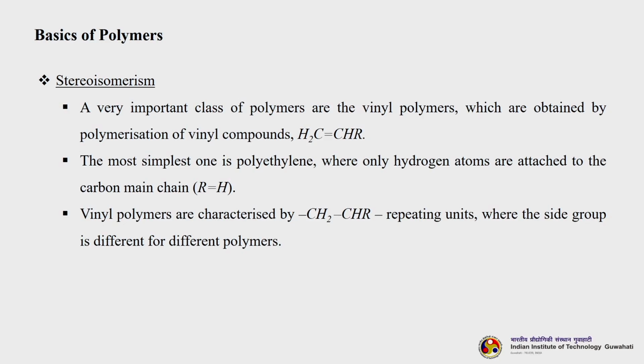So, a very important class of polymers are vinyl polymers, which are obtained by polymerization of vinyl components, that is CH2=CHR. The simplest one is polyethylene, where only hydrogen atoms are attached to the carbon main chain. So, vinyl polymers are characterized by CH2-CHR repeating units, where the side group is different for the different polymers.